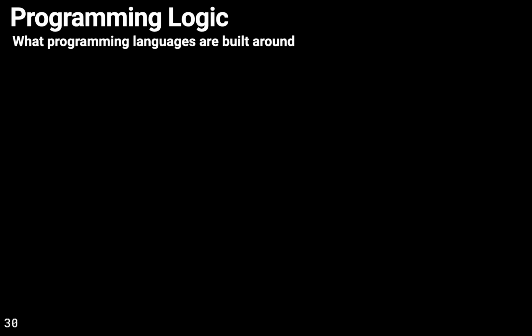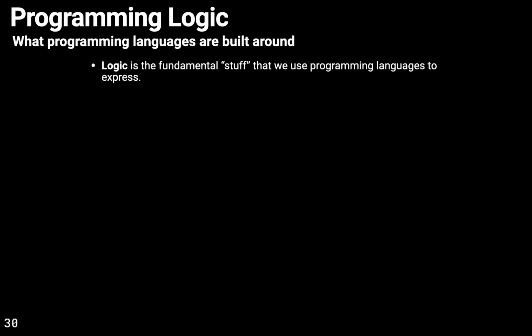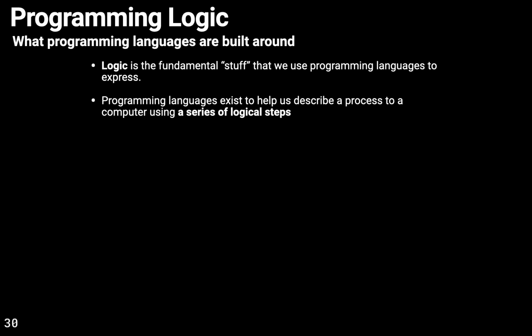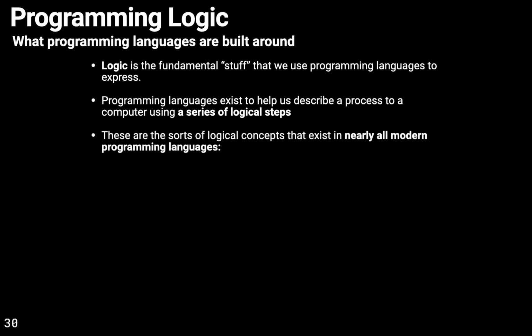Programming logic is one of the major focuses here, because programming logic is what all the languages are built around, right? So logic is the fundamental stuff that we use programming languages to express to a computer, right? They exist to help us describe a process to a computer using a series of logical steps. So these logical concepts exist in almost all modern programming languages. And here's just a set of them, right?